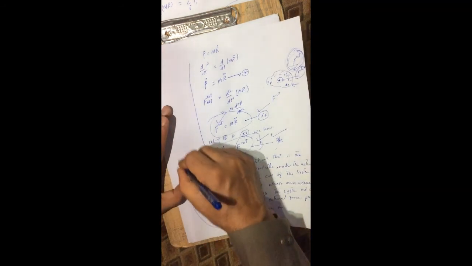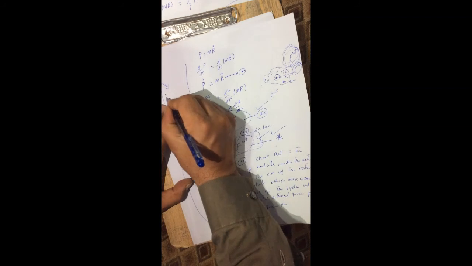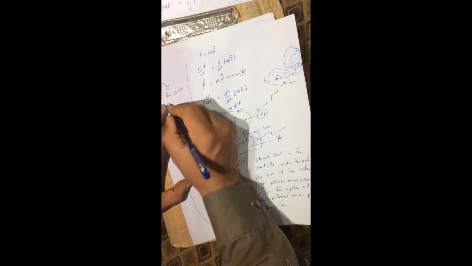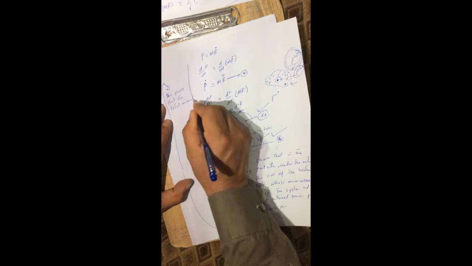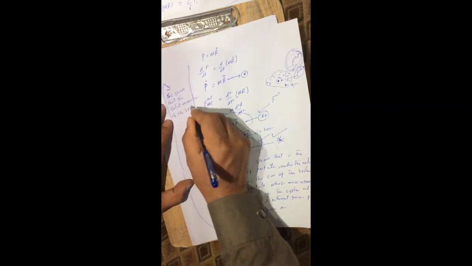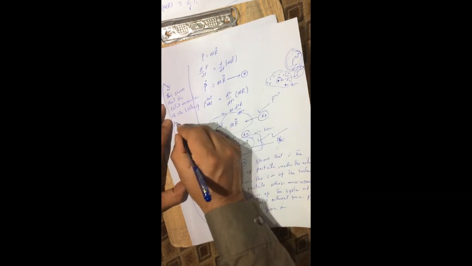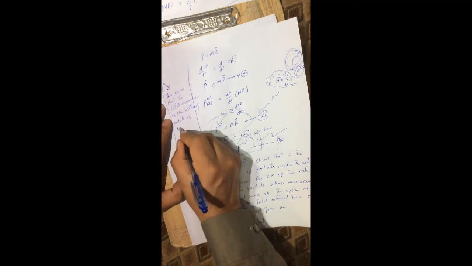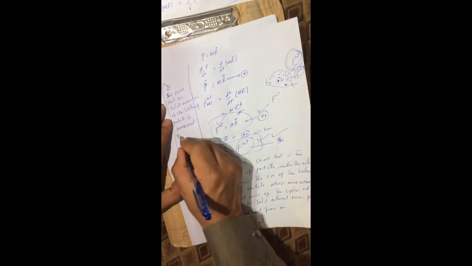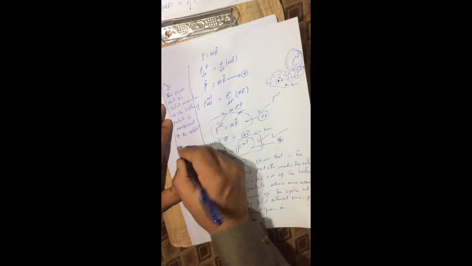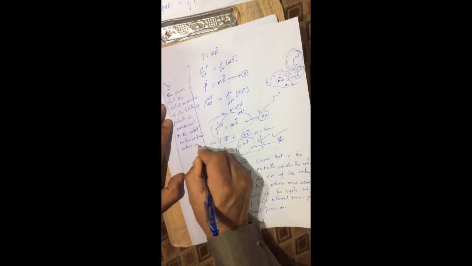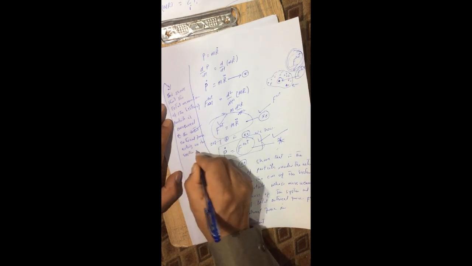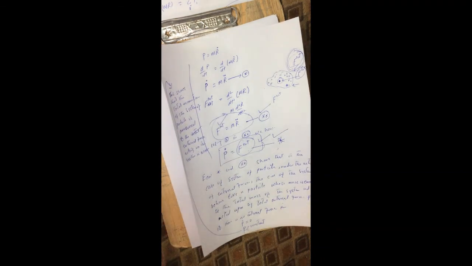After this I have to write this statement: this shows that the total momentum of the system of particles is conserved if the external force acting on the system is 0. If there is no external force, then the total momentum of the system will remain conserved.